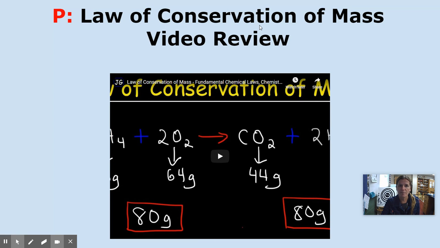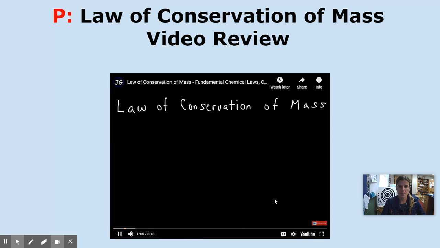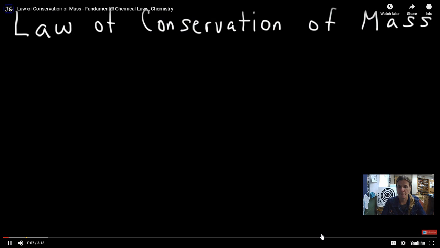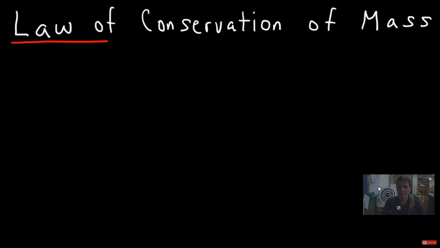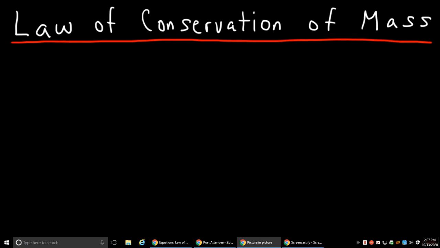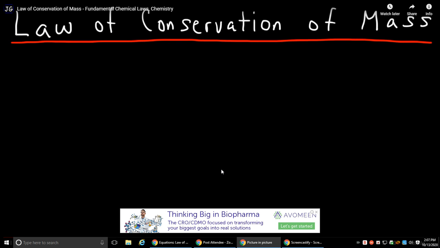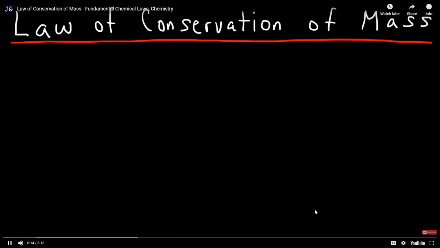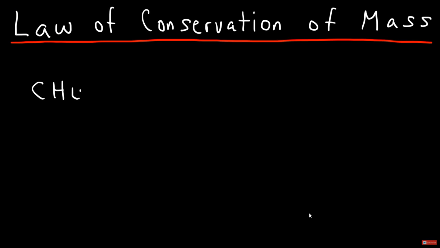Law of conservation of mass, video review. In this video, we're going to talk about the law of conservation of mass. So what is the main idea behind this law? The main idea is that matter cannot be created or destroyed in a chemical reaction. Let me give you an example. Let's say we react methane gas with oxygen.